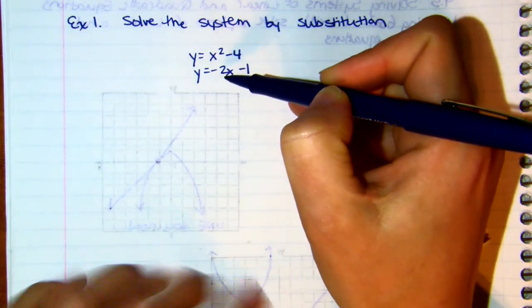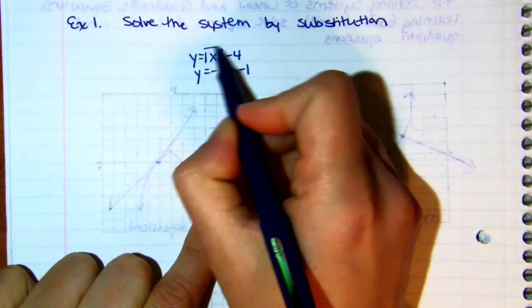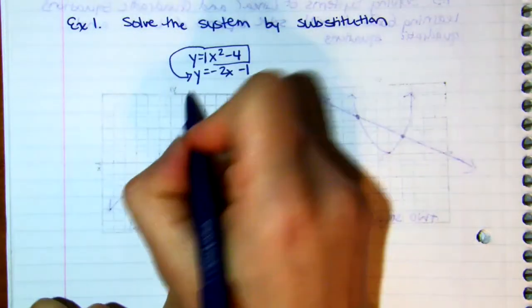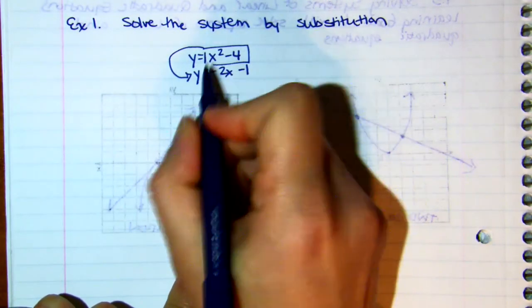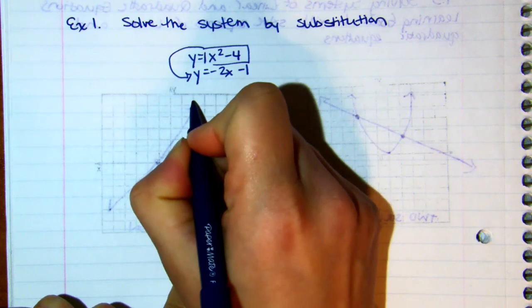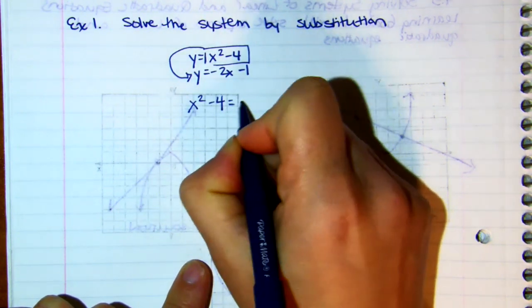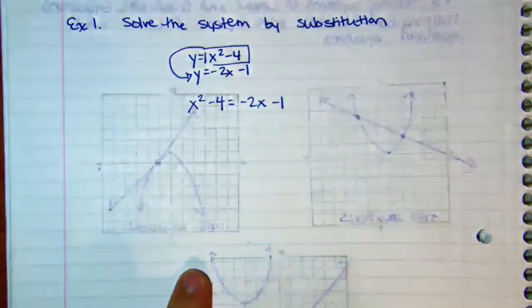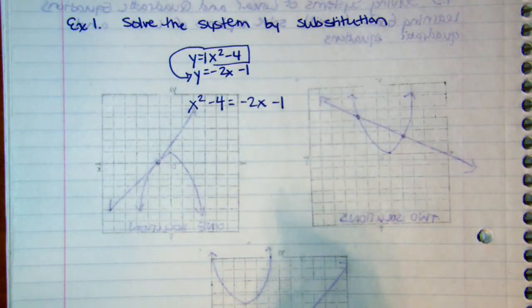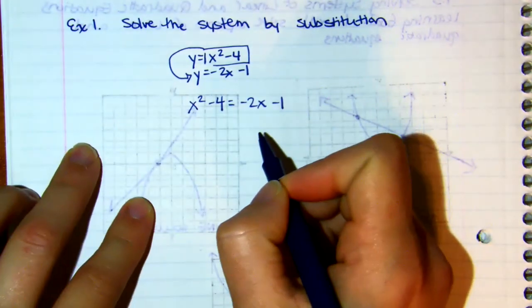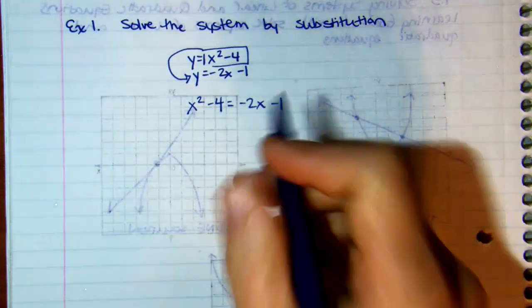Because these are both equal to y, I could take this and substitute it in for that y. Basically these are equal to each other. If they both equal y, they're equal to each other. So I have x squared minus 4 equals negative 2x minus 1. From here, I'm going to get everything on the left-hand side so I can set it equal to 0.